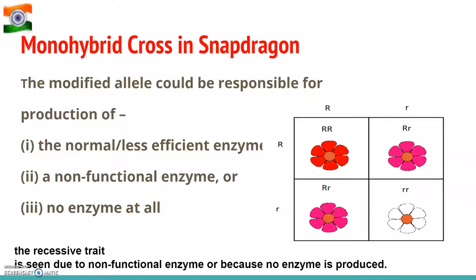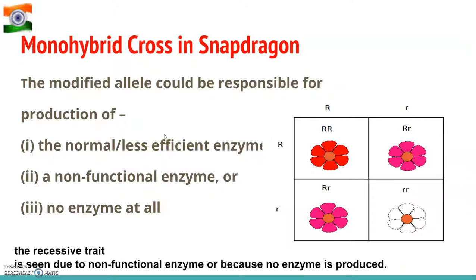Let us assume that the normal allele produces a normal enzyme that is needed for the transformation of a substrate. Theoretically, the modified allele could be responsible for the production of a normal or less efficient enzyme, a non-functional enzyme, or no enzyme at all. So these are the possibilities of the alleles which are responsible for a particular action.